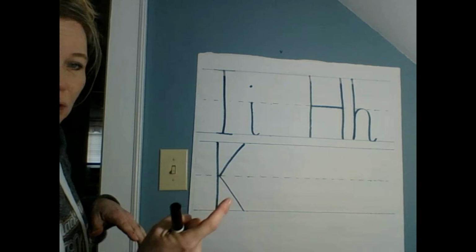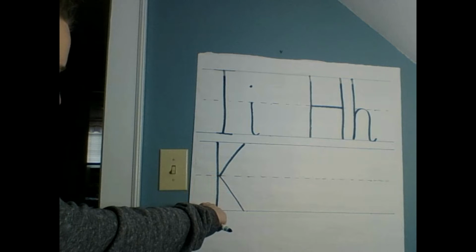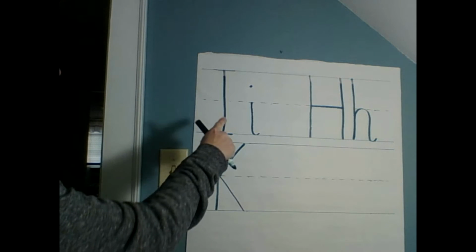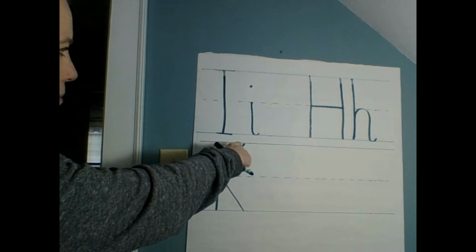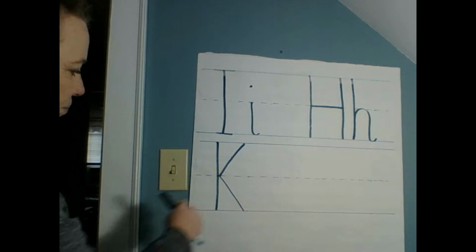What I'd like you to do is put your finger up in the air, point to that dot. I want you to drag your finger down to the bottom line, pick your pencil up, go to the next line about the same distance you would for the H, and you diagonal in, diagonal down.